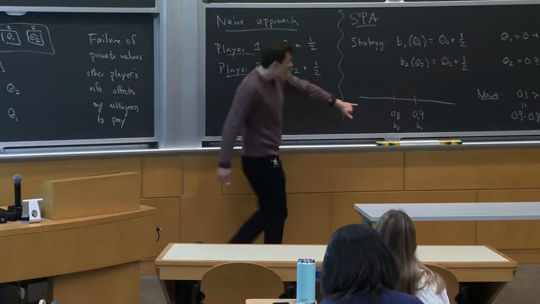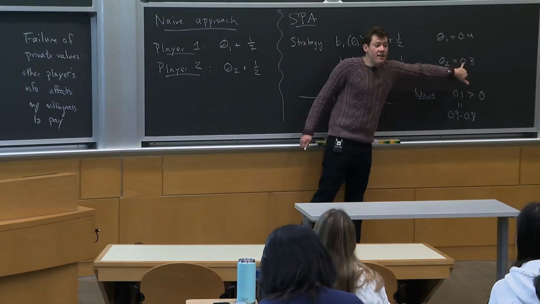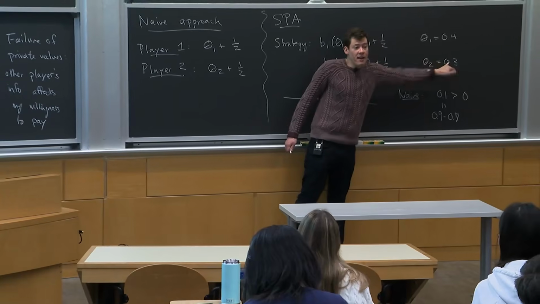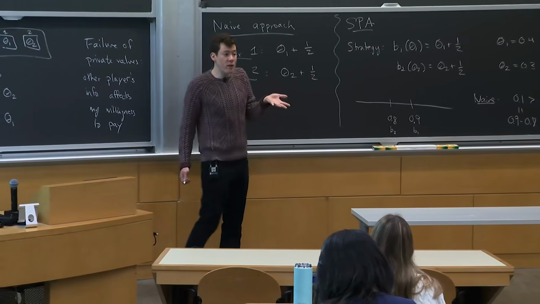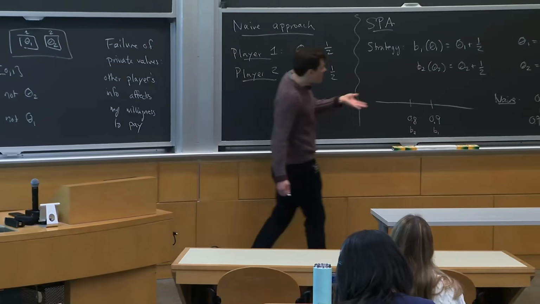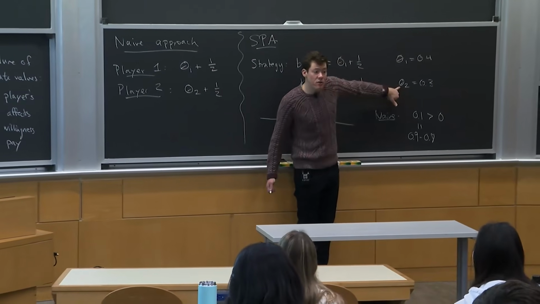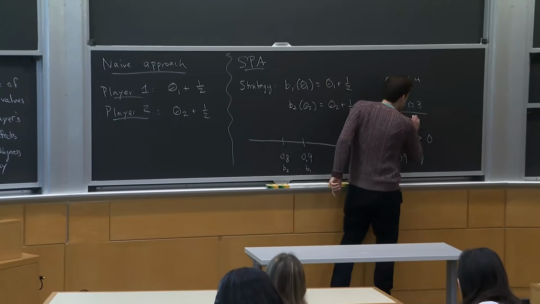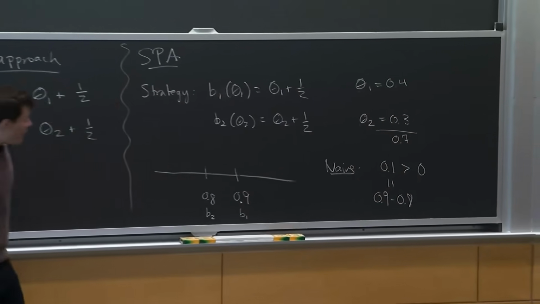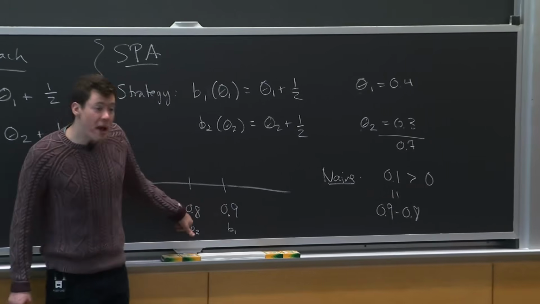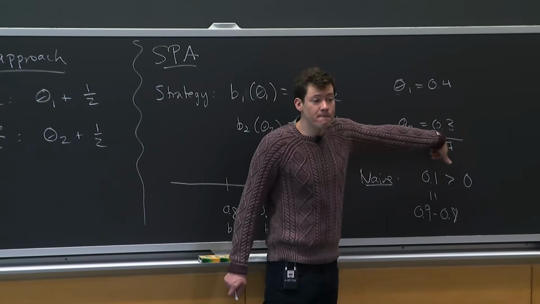The problem is, if the other player bids 0.8, and the reason they bid 0.8 is that the value of their wallet is 0.3, that changes the amount that I value the wallet. I no longer value it at 0.9. What do I value it at? Well, the true value of the wallet to me is the sum of theta 1 plus theta 2, which in this case is going to be 0.7. So if I bid truthfully here, I'm going to pay 0.8 for something that's only worth 0.7 to me.